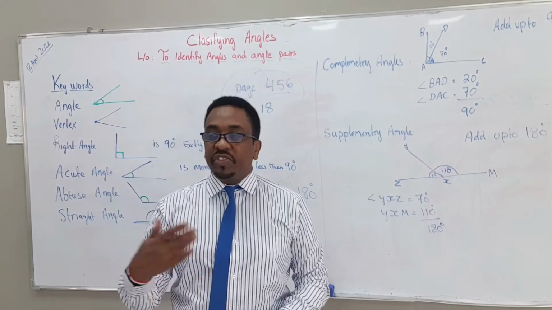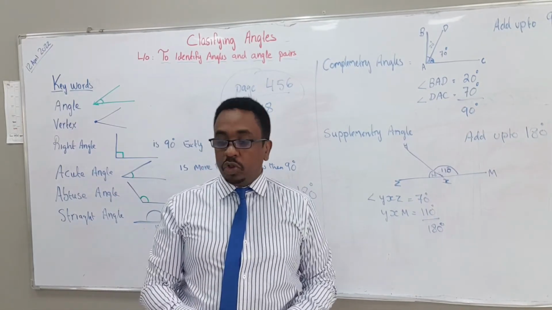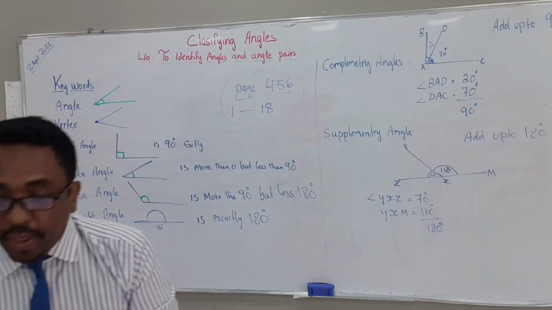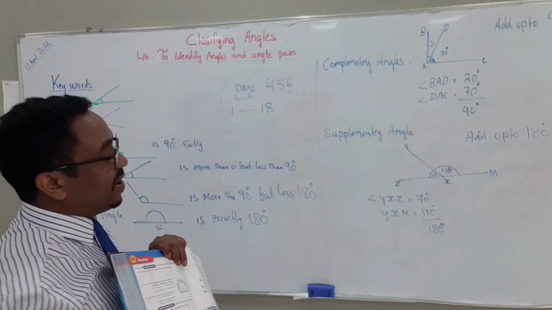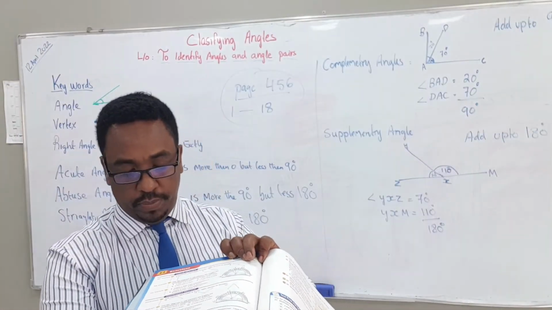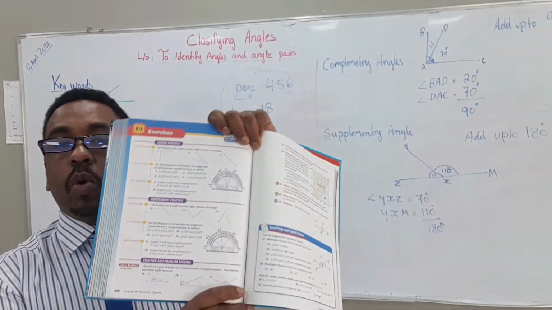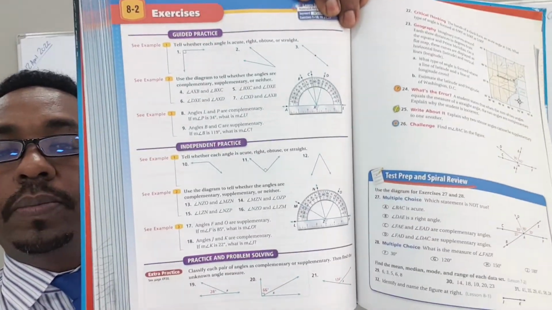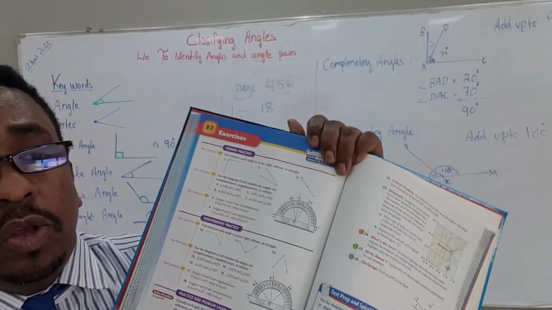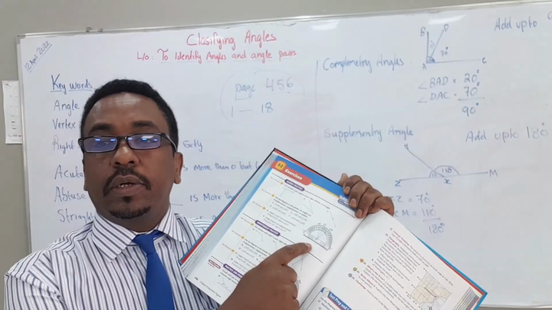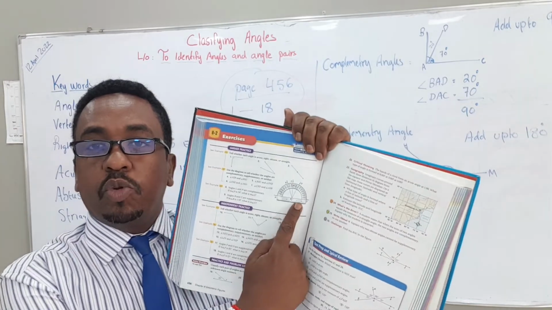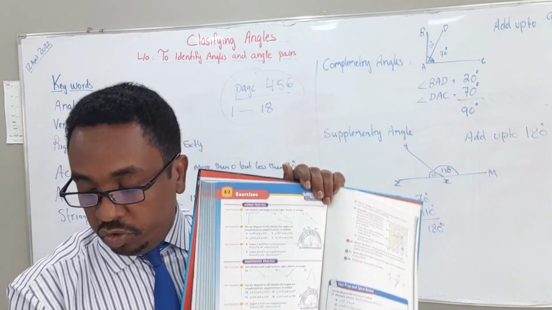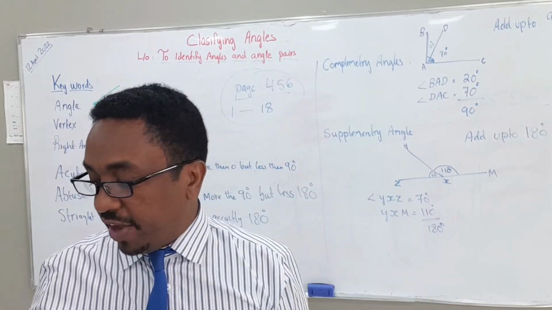Okay, so let's start the work and then I will come around and check. Those of you at home, I would like you to go to this page 456. This is the work that I want you to practice, Exercise 8.2. It would be useful if you have a protractor, because that will help you read and measure the angles. I'm going to go around and check everybody's work.